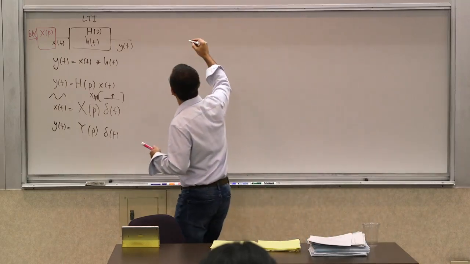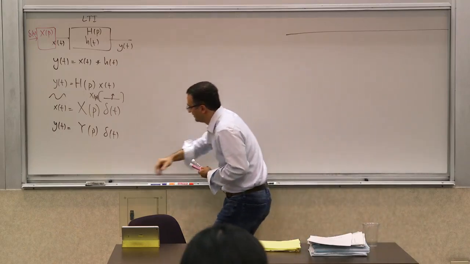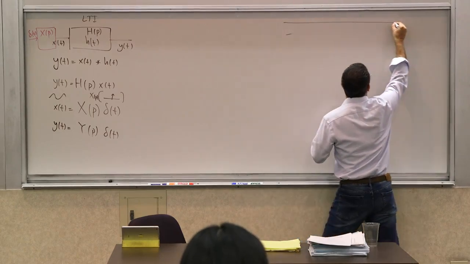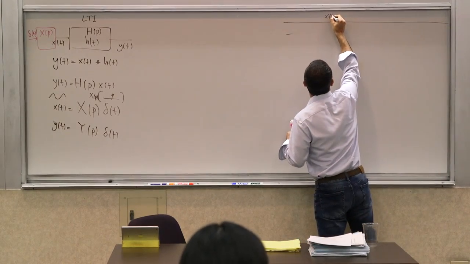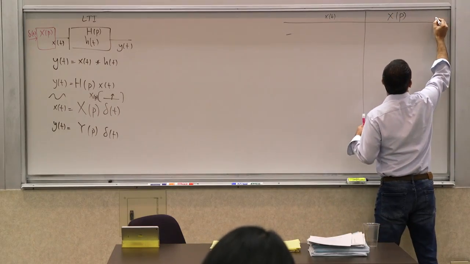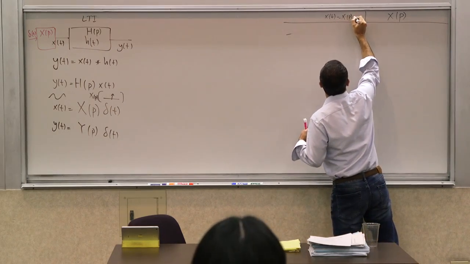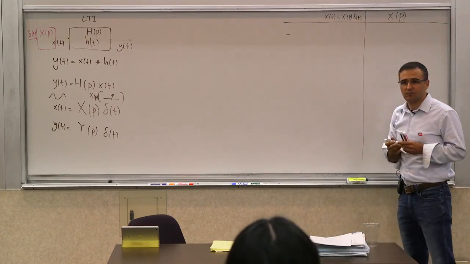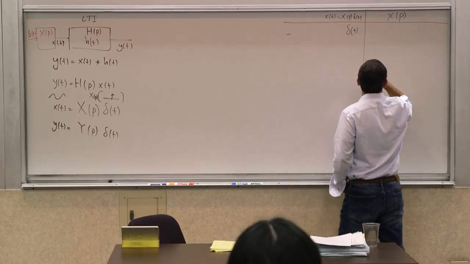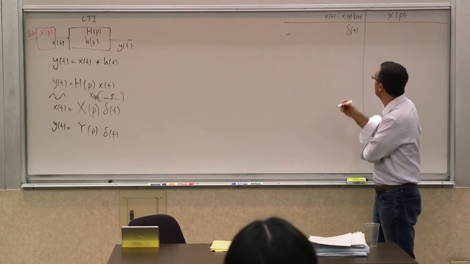So let's make a little table here. This is a table of lowercase x of t's and the associated X of p that generates that off of those. In other words, x of t being X of p operating on an impulse. So what is the operator that produces a delta of t? 1, right? Unity operator.